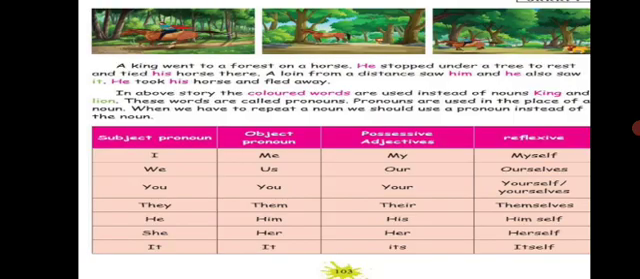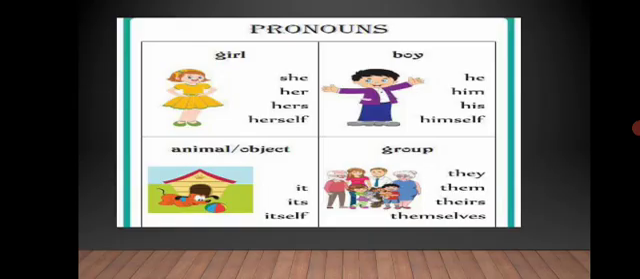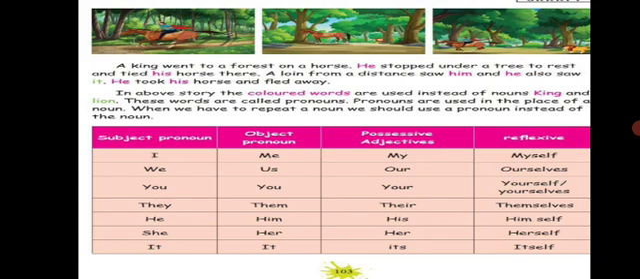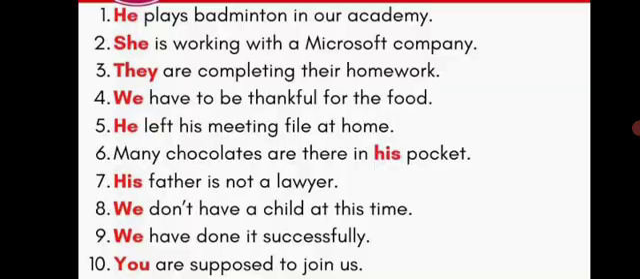Okay, look at this picture. If the noun is an animal or an object, we have to use it. So instead of lion, we have used it. Is it clear, children? Now let's see the tabular column. Okay, you go through this. Subject pronoun, object pronoun, possessive adjectives, and reflexive pronoun. Now let's see some examples of pronouns.